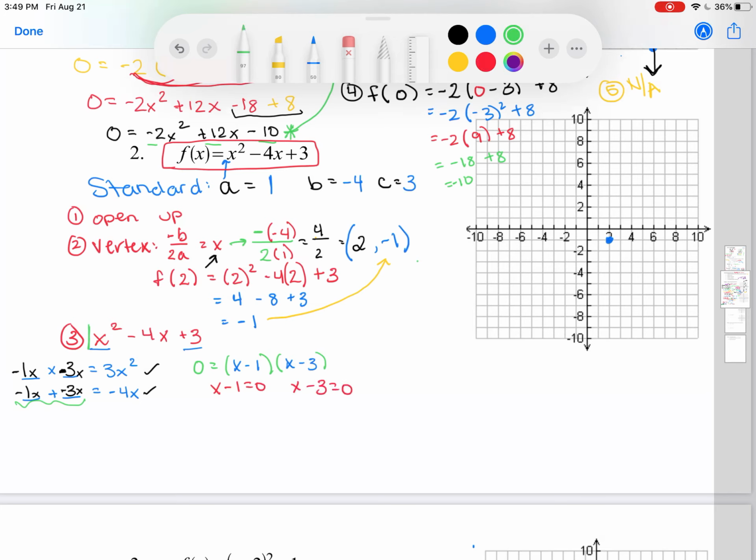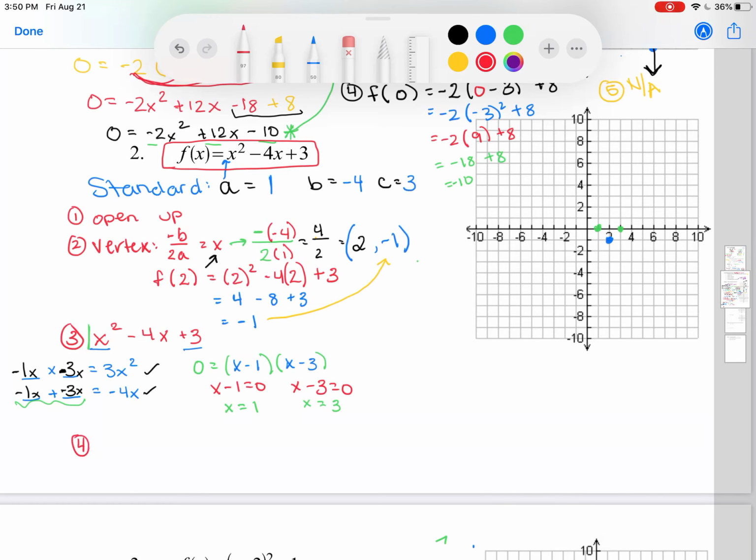Do a quick solving by adding 1 to this equation, so your x is a positive 1. Adding a 3 to this equation here, so your x is a positive 3. Again, this information just told you your x-intercepts, so we can put a point at 1 and a point at 3 on our x-axis. 3 points down, let's try to see if we can get 2 more.